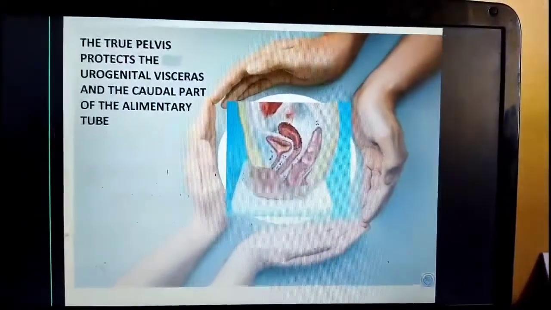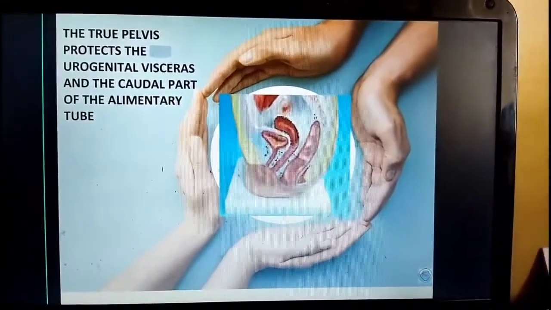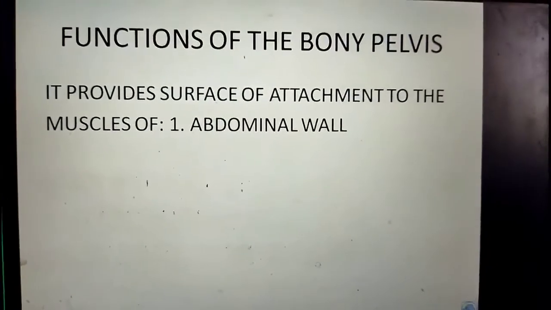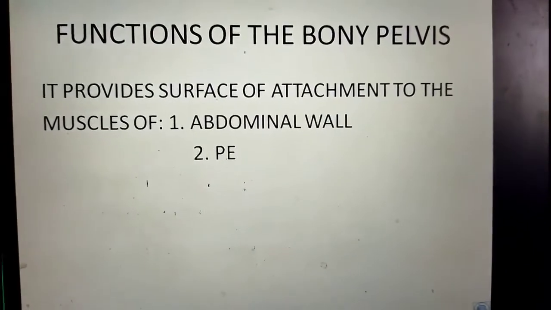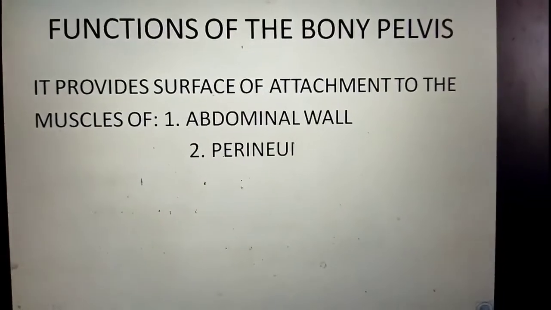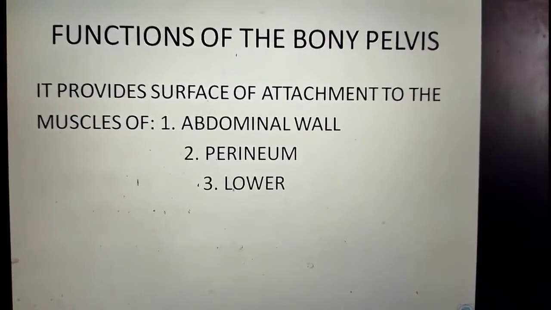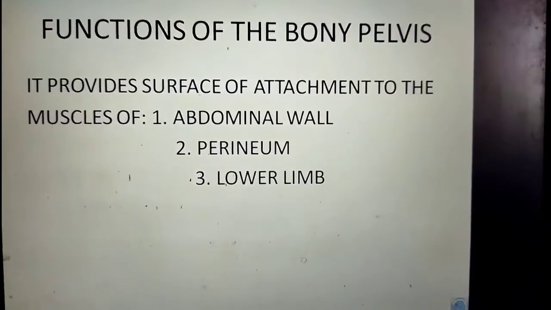The second most important point is that the true pelvis protects some important viscera. It provides surface of attachment to the muscles of the abdominal wall, of the perineum, and obviously of the lower limbs. You have read about the muscular attachments of the bony pelvis.